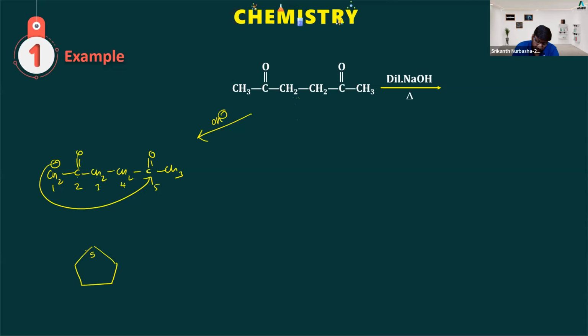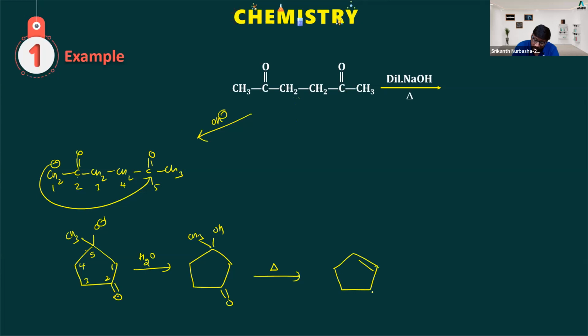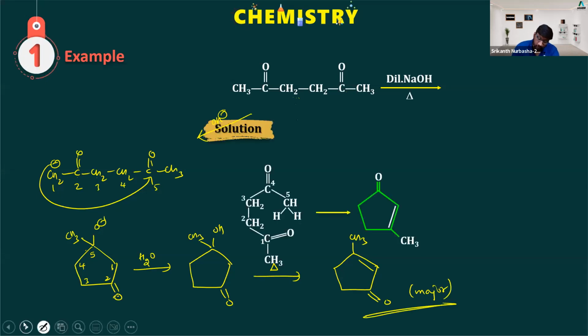On the 5th position, C double bond O is converting into CO minus. The 5th position also has a methyl substituent. 4th, 3rd, 2nd, 1st. First, I have CH2 only. On the 2nd, we have C double bond O. This will take water from the reaction mixture and form the respective COH, CH3 and C double bond O. When you heat it, it will undergo elimination such that the C double bond C and C double bond O are in conjugation. So this is the major product.